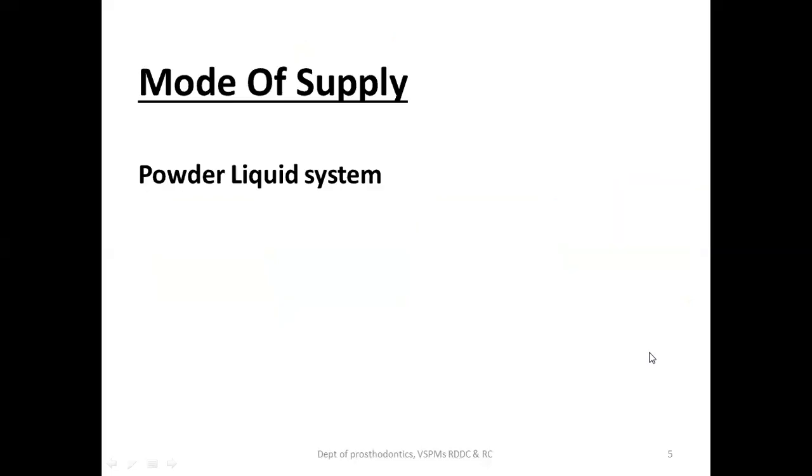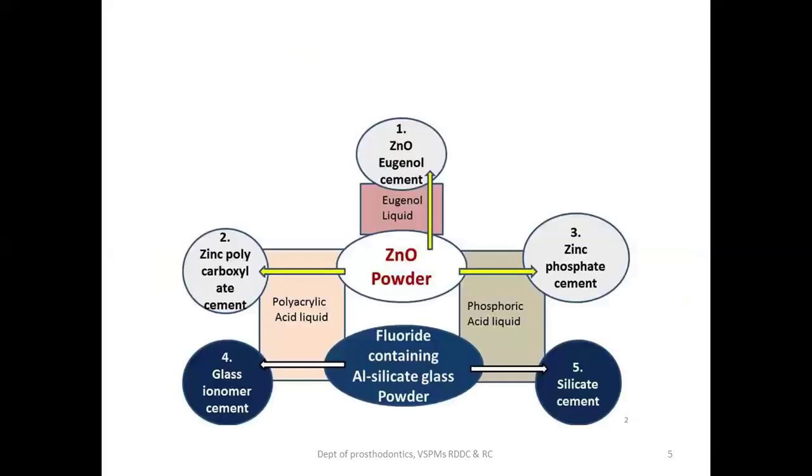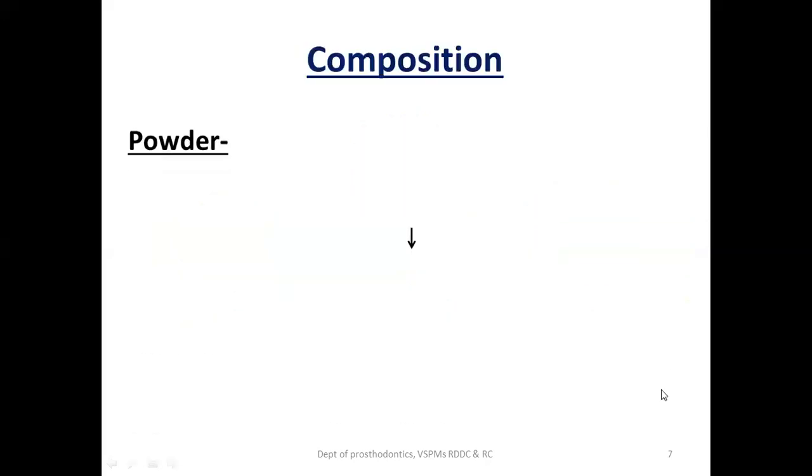It is available as powder and liquid in separate bottles. We have seen this pictorial; we are following this picture to remember the composition of the 5 different cements, the main ingredients. Here it is a fluoride-containing aluminum silicate glass with phosphoric acid in the liquid to give you a silicate cement. So let us come to the composition of the powder.